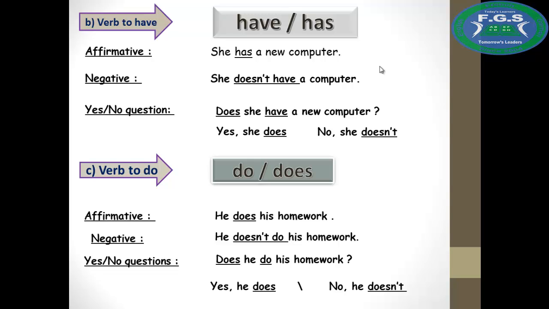Okay, number C, verb to do. We have do or does. For affirmative, we can say he does his homework. In negative, it will be he doesn't do his homework. For yes or no questions, it will be does he do his homework? When you answer, you can say yes, he does, or no, he doesn't.